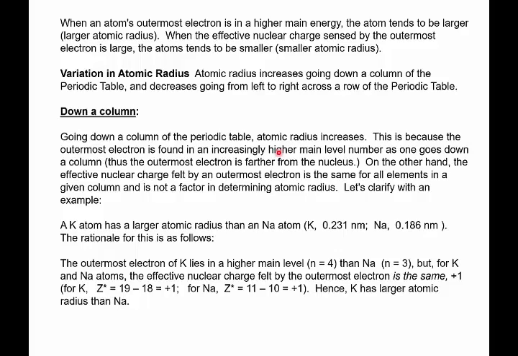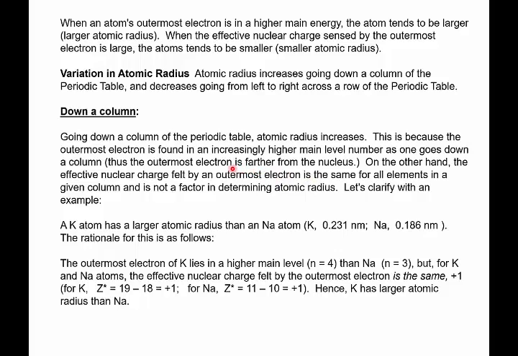Well, this needs some explanation. If we go down a column of the periodic table, we find that the atomic radius increases. The atom gets larger. And the reason is because the outermost electron is found in an increasingly higher main energy level as one goes down a column.